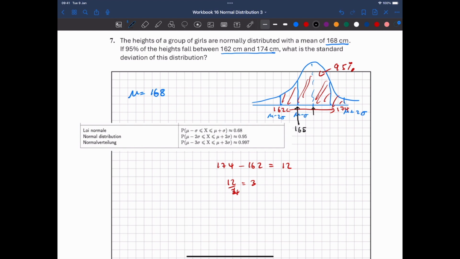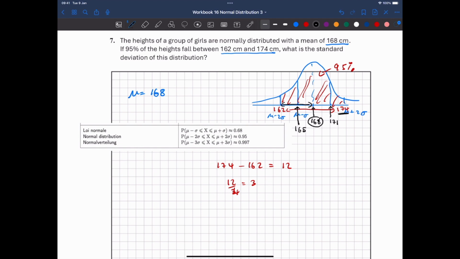Add on another 3 here, I get 168. That's the mean. Add on another 3, I get 171. Add on another 3, I get 174. So the mean here is 168. We know that. And we want to know how many standard deviations from the mean is this. And we can see it's 2 anyway.